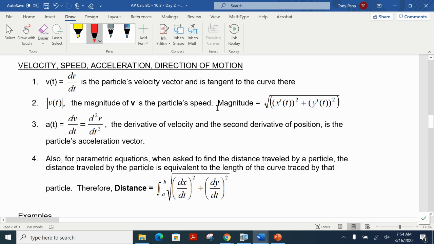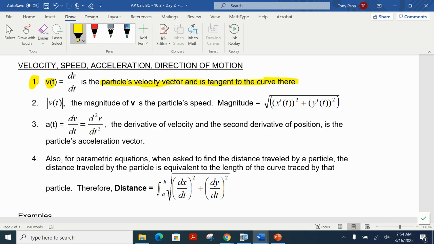On the back page, you'll see it says velocity, speed, acceleration, and direction of motion. So the first thing we've already kind of talked about is our velocity vector. v of t is dr dt, the particle's velocity vector, and it's tangent to the curve there. Okay, similar to what we would have talked about in the past. So it's tangent to the curve. All right, and it's nothing more than what we just did on the previous page, taking the derivative of the x position and the y position.